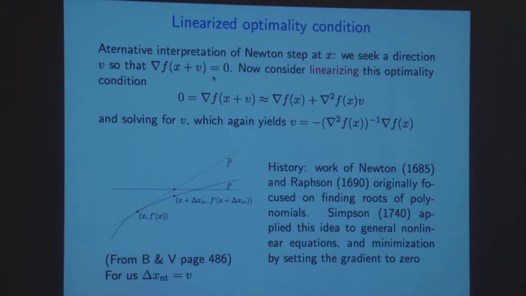So we're looking for the direction v that makes the gradient of f at x plus v equal 0. This is, in general, a nonlinear equation in v. Think of x as fixed. It's where we are. We want to find v to make this true. This is going to be a nonlinear equation in v.